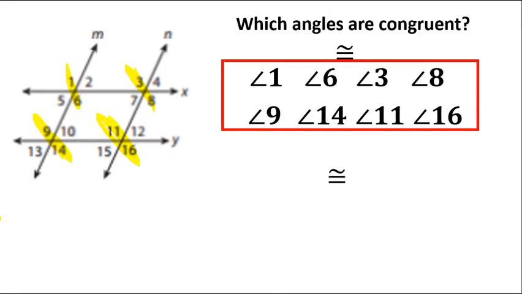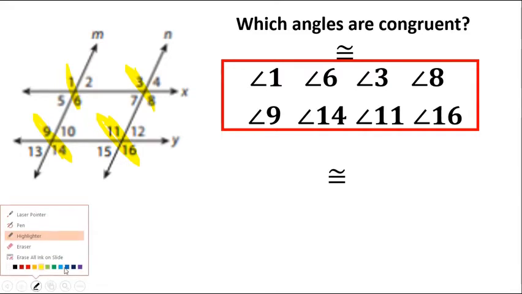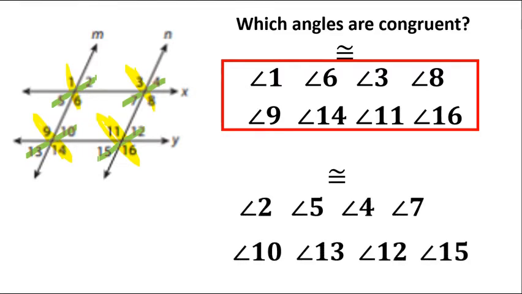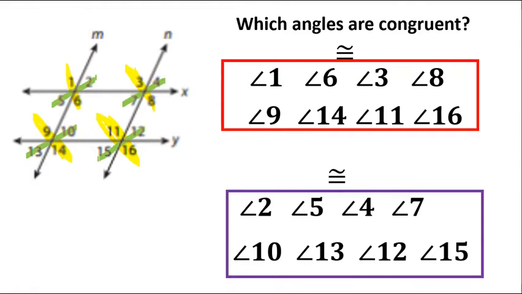In the second set, they go in the opposite direction. So we say these two, 2 and 5, 4 and 7, 10 and 13, and then 12 and 15. So you just want to list them all. Again, 2, 5, 4, 7, 10, 13, 12, and 15. Those 8 angles are congruent to each other.